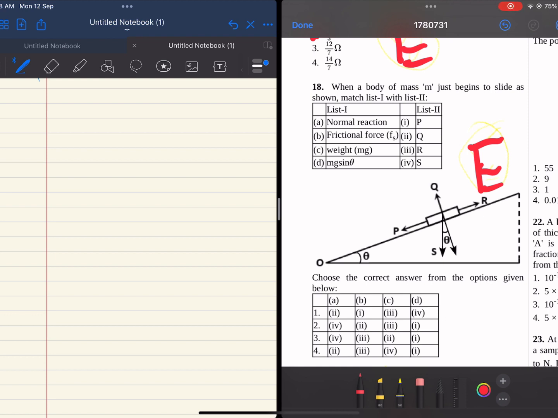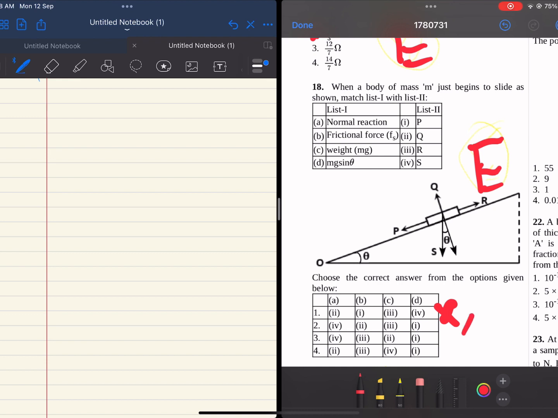Moving on to the 18th question. For the 18th question, we can do it directly here itself. When a body of mass m just begins to slide, as shown, match list 1 with list 2. Normal reaction we know is Q. It is perpendicular to the surface with which it is in contact. Frictional force is in the direction opposite to which it is going to slide, which is the direction of mg sin theta. So mg sin theta is P.